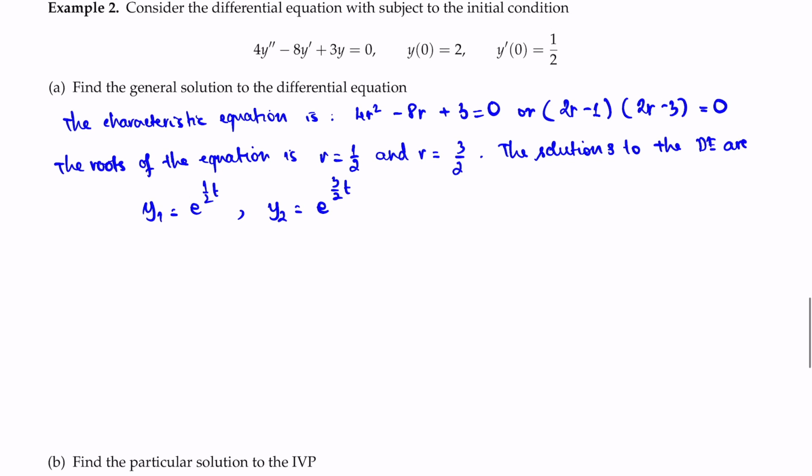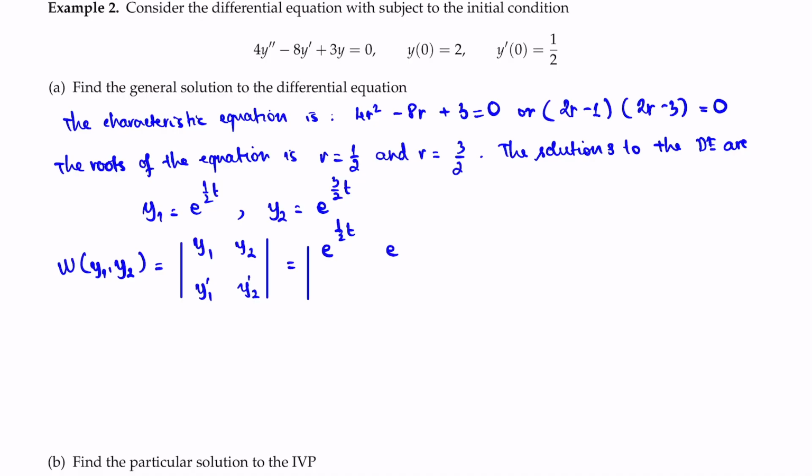So the Wronskian of y1 and y2 is the determinant of y1, y2, y1 prime, y2 prime. This is equal to, y1 is equal to e to the 1/2 t, y2 is equal to e to the 3/2 t, y1 prime is 1/2 times e to the 1/2 t, and y2 prime is 3/2 times e to the 3/2 t.